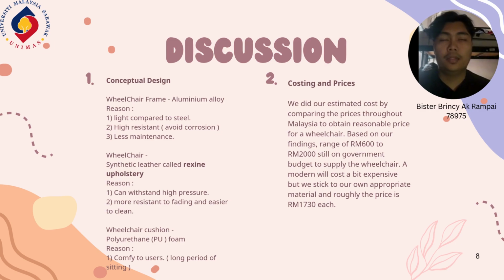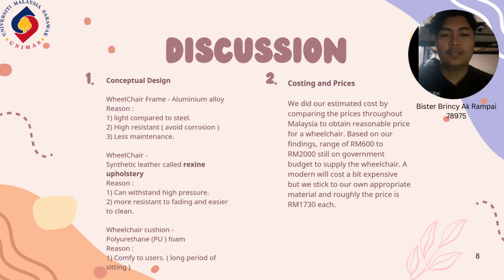Next, the leather. We use synthetic leather called resin upholstery. We chose this material because it can withstand high pressure, is more resistant to fading, and is easier to clean. Next, the cushion of our wheelchair. We are selecting polyurethane PU foam, to give a comfortable feeling when the user is sitting on the wheelchair for a long period of time.